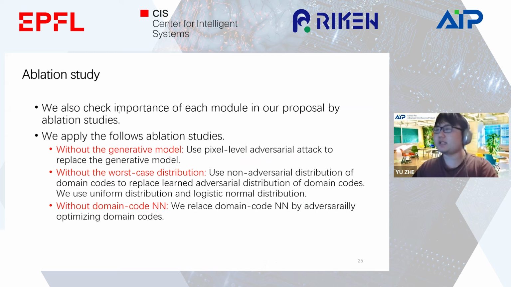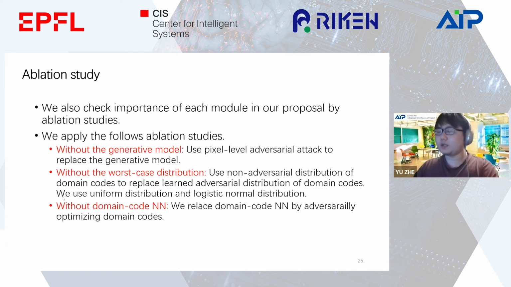And also, we check the importance of each module in our proposals by ablation studies. We apply the following ablation studies. First, we test the importance of the generative models. We use a pixel-level adversarial attack to replace the generative models. And second, we test the importance of the worst-case distributions. We use non-adversarial distributions of the domain code to replace the learned adversarial distribution of the domain code.